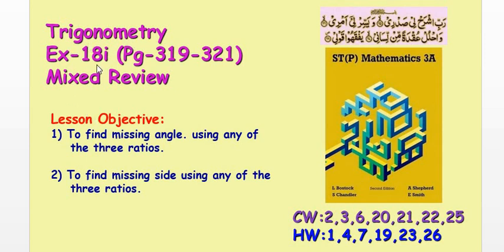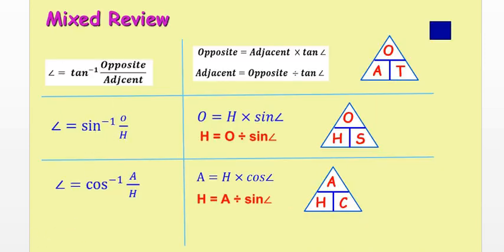Bismillahirrahmanirrahim. Trigonometry, exercise 18i. Your main objectives are to find a missing angle using any of the three ratios, and to find a missing side using any of the three ratios. I will not explain in detail because I have already explained all these three ideas in my previous videos. So directly I will explain the formulas. Here are the three formulas.